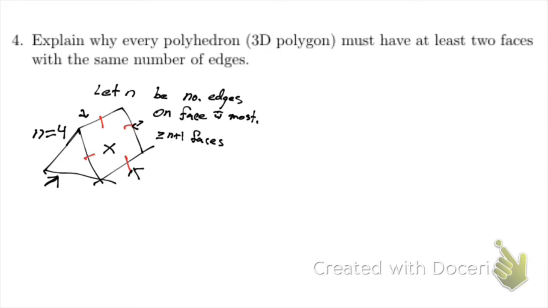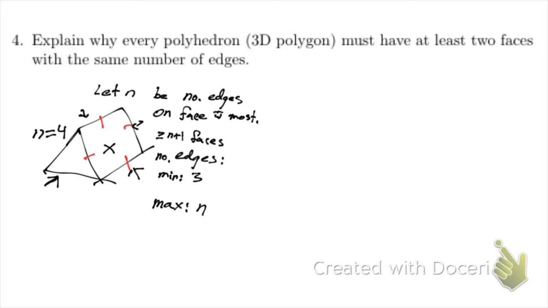Right? So the number of edges that we can have, because n is the maximum number, well, the minimum is going to be like 3 or whatever, because you can't have a face with only 2 edges. And the maximum is going to be n. Okay, so there's going to be like n minus 2 possibilities for the number of edges.